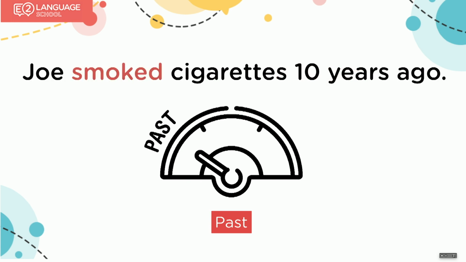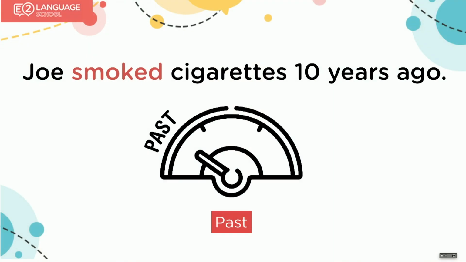Or Joe smoked cigarettes 10 years ago. So that happened in the past and it's finished. It's over. He does not smoke cigarettes now, right? So simply by changing the verb, and instead of saying smoke, I say smoked, it has a different meaning and it tells you, the listener, that this happened in the past. Okay? These are did verbs and that is the meaning of them.